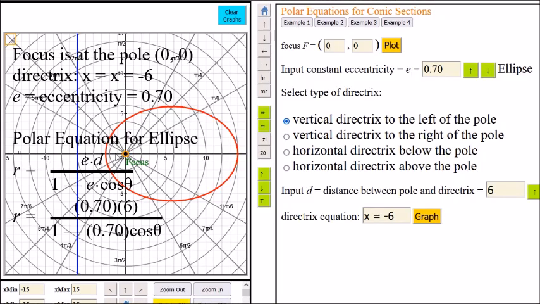For example, this is the pole, which is also the focus. This is called the directrix. The distance between the pole and the directrix, in this case, is 6. So D is 6.